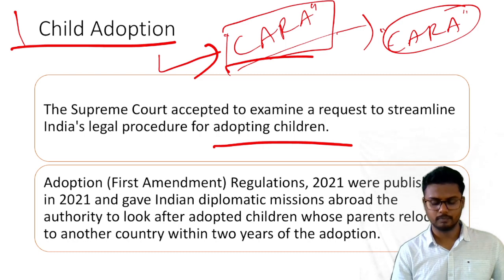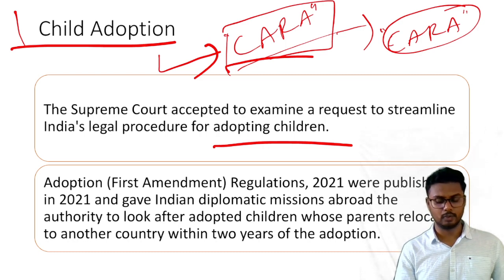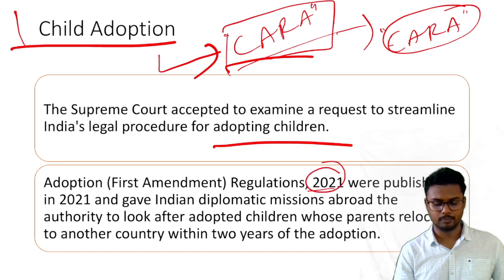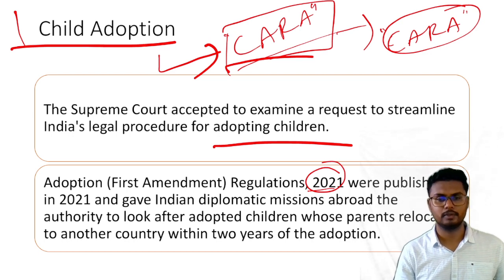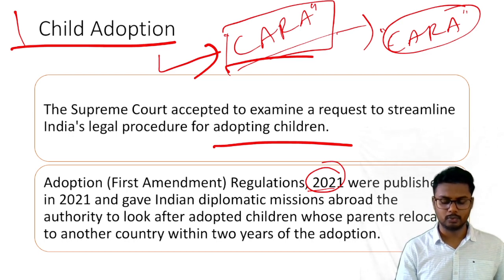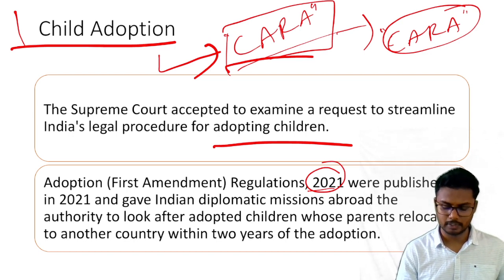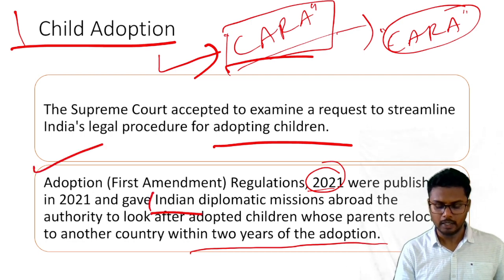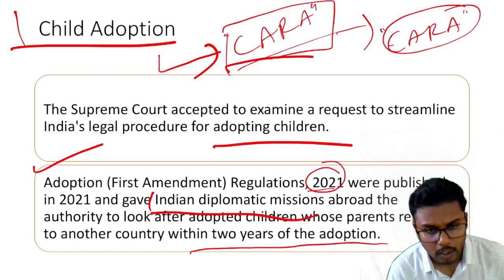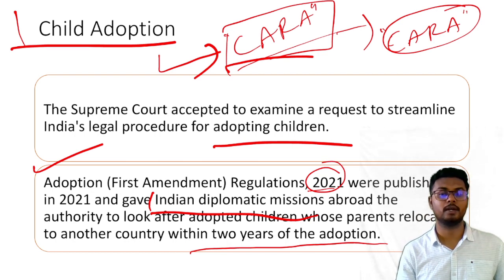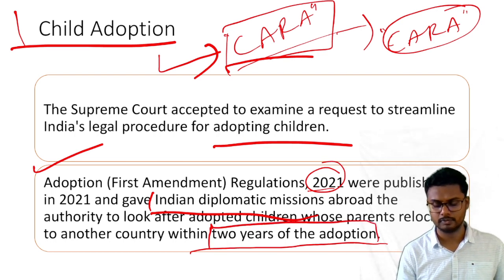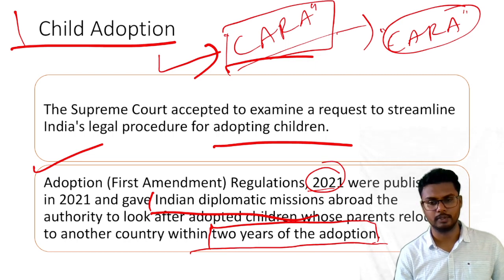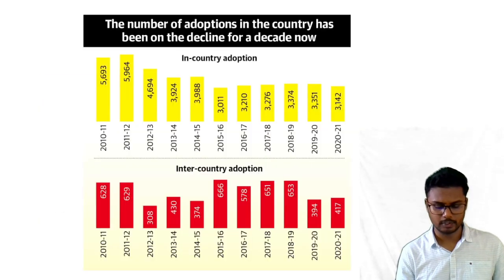Right? So, adoption regulations were published in the year 2021, and these adoption regulations 2021 have given the Indian diplomatic missions abroad the authority to look after adopted children whose parents relocated to another country within 2 years of adoption. So it becomes the responsibility of Indian diplomatic missions to look after the adopted children whose parents have relocated to another country within 2 years of adoption. This does not apply if the relocation takes place after the completion of 2 years, right? These are some basic facts.